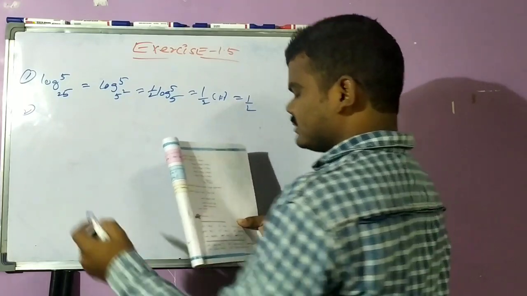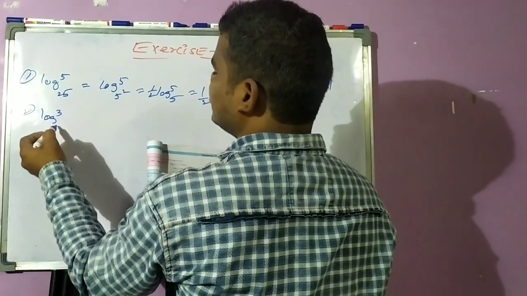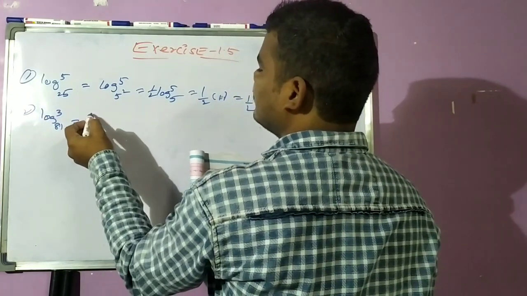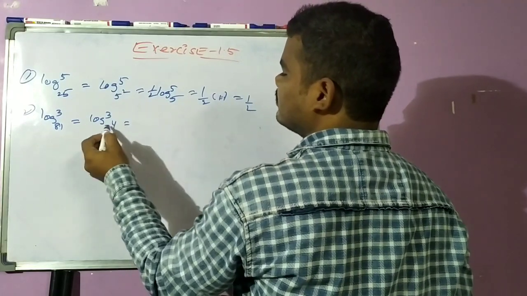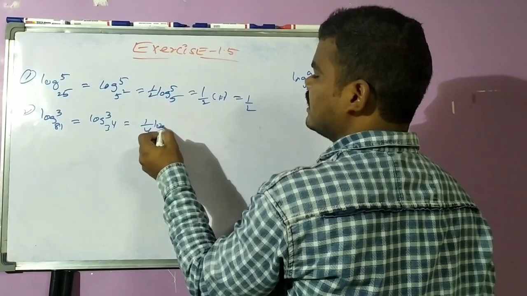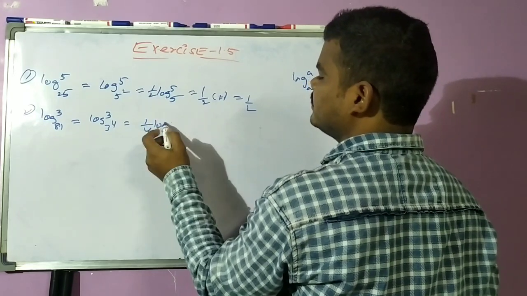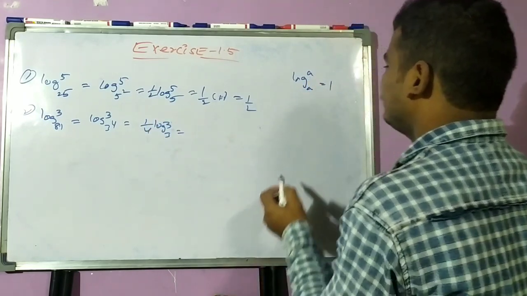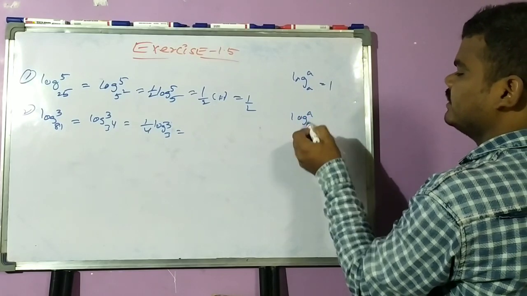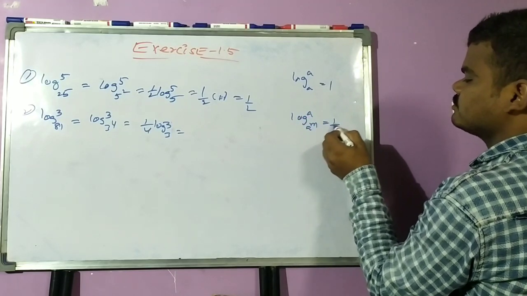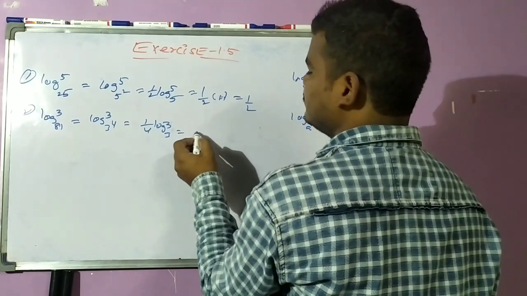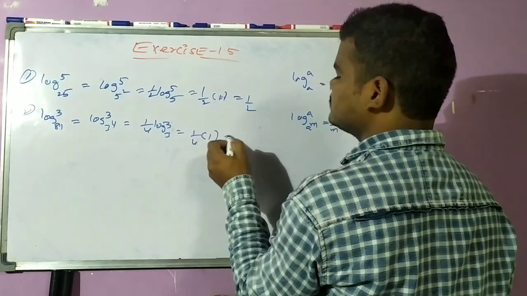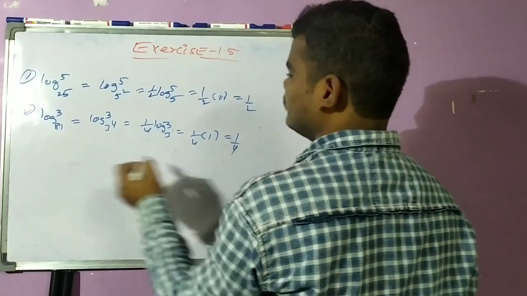Second one, logarithm of 3 to base 81. 81 can be written as 3 power 4. So 1 by 4 into logarithm of 3 to base 3. Here the formula is logarithm of a to base a power m is equal to 1 by m into logarithm of a to base a. Therefore 1 by 4 into 1 is equal to 1 by 4.